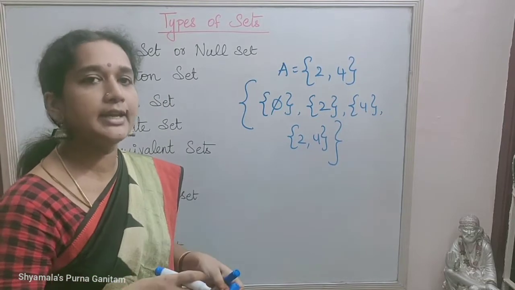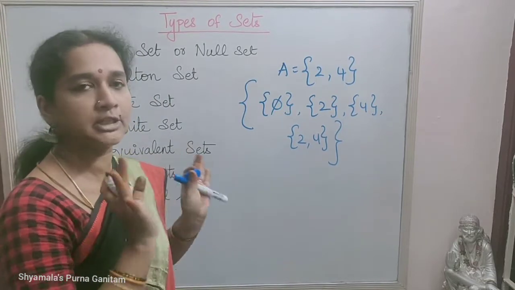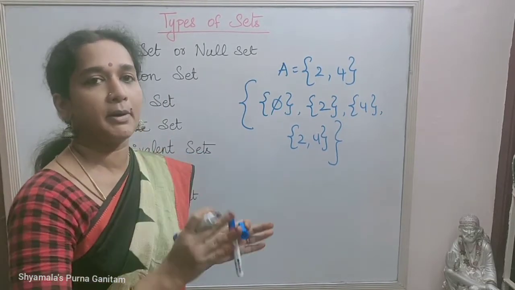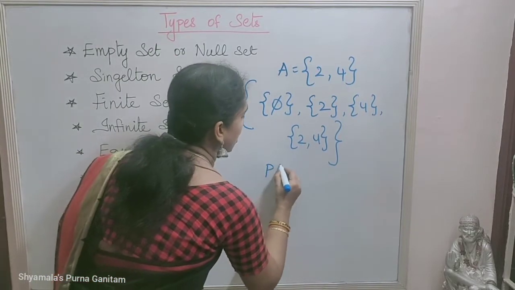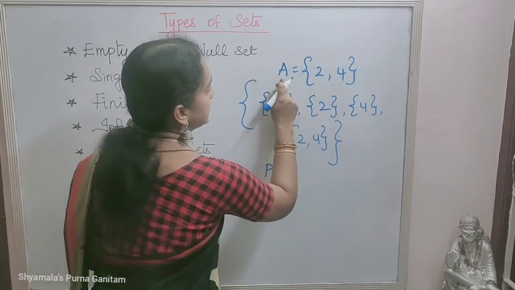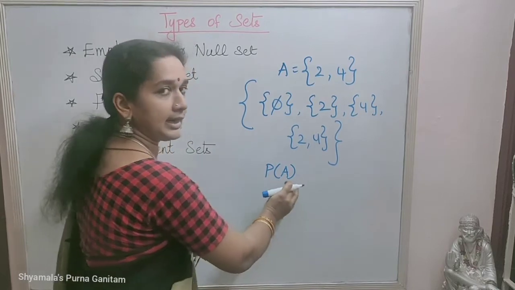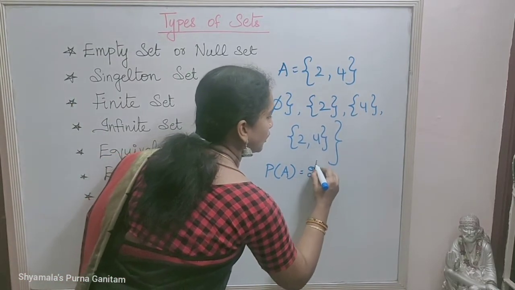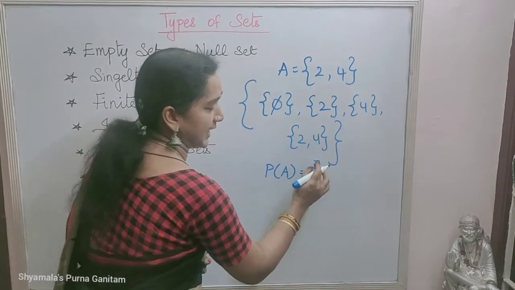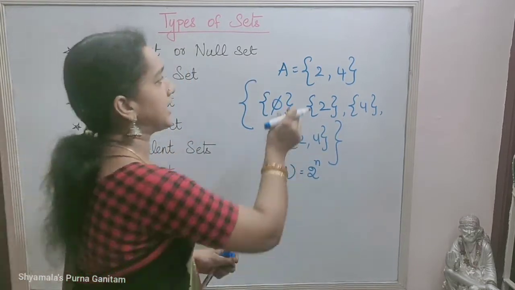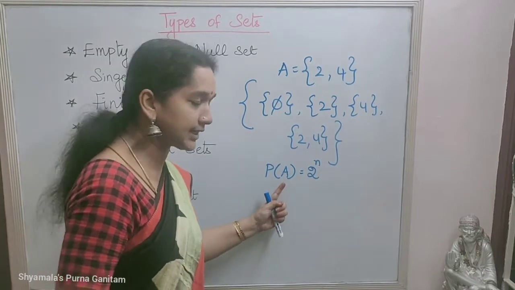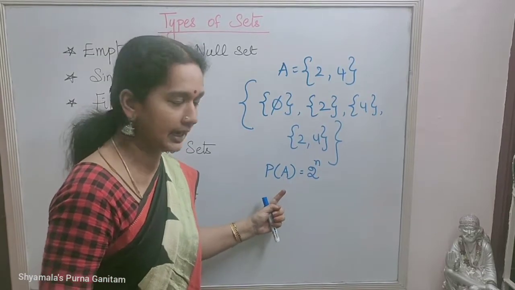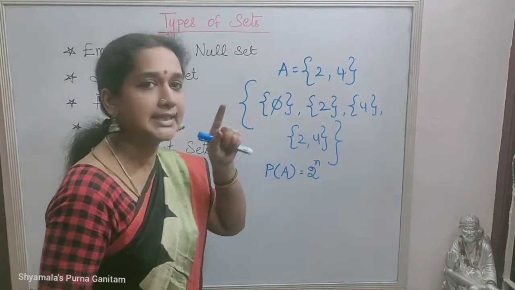For finding the power set of A, this property is very important. For finding the power set of A, that is P of A, since it is given as set A, we are writing it as power set of A. The general form we will say is 2 power n. This n is the number of elements in that particular set A. Here since we are defining it by A, it is the number of elements in set A.